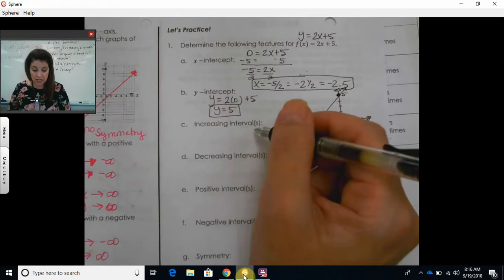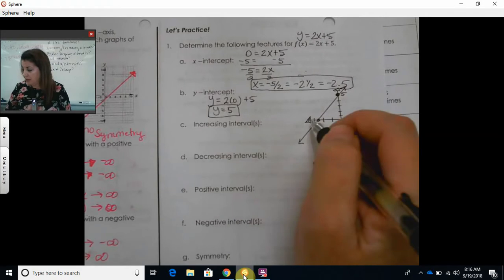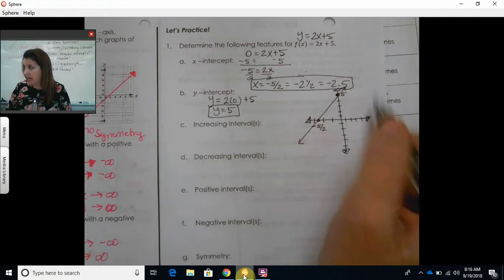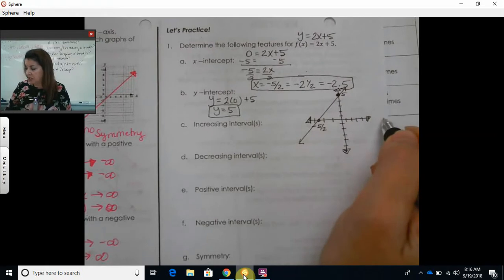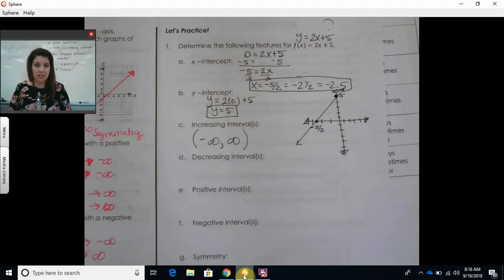So in interval notation, from left to right, I'm describing my x values. So my x values coming from the left are coming from negative infinity, and they're going all the way to positive infinity on my x-axis. So in interval notation, from negative infinity to positive infinity, it's increasing. Remember, with infinity or negative infinity, you always use a parenthesis, never a bracket. Because in interval notation, sometimes we use brackets, sometimes we use parentheses. With infinity, you always use parentheses.